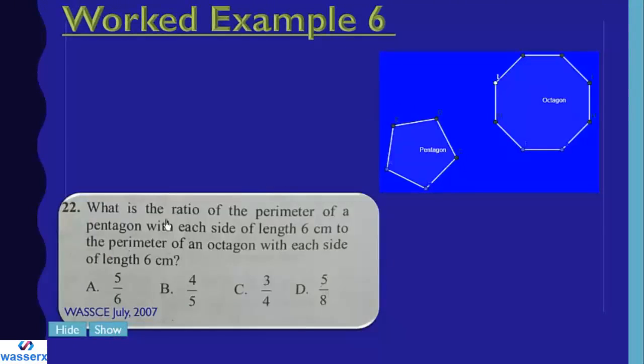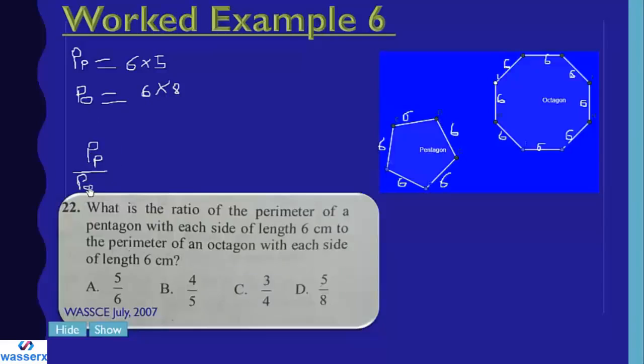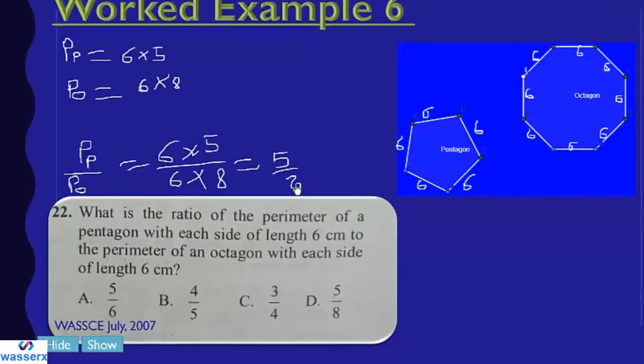Now we have this: the ratio of the perimeter of a pentagon with each side of length 6 centimeters. We know the pentagon has 5 sides, so the perimeter is equal to 6 times 5. Then the octagon is also 6 centimeters each, and we know it has 8 sides. Therefore, the perimeter is equal to 6 times 8. And the ratio of the pentagon to the octagon is given by 6 times 5 over 6 times 8, and this is going to be 5 over 8.